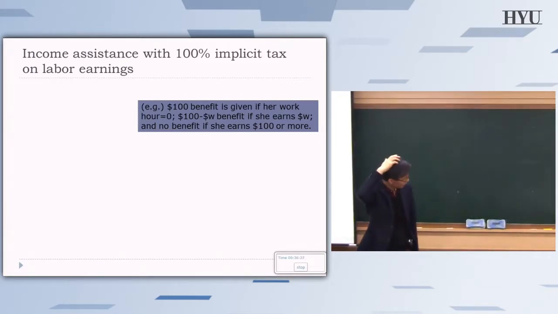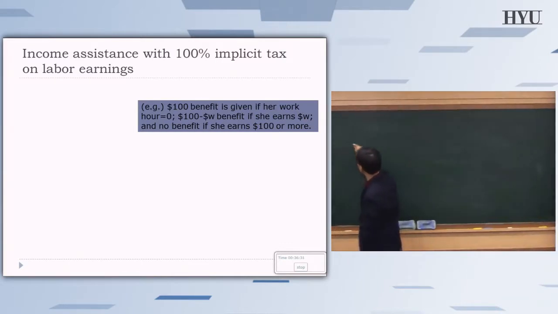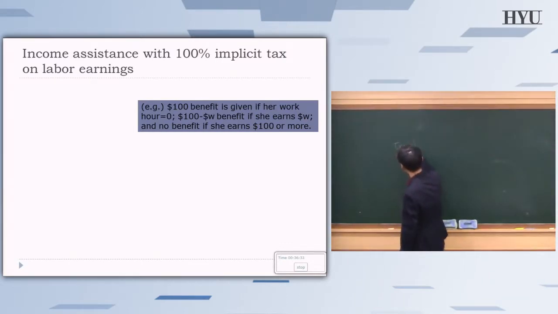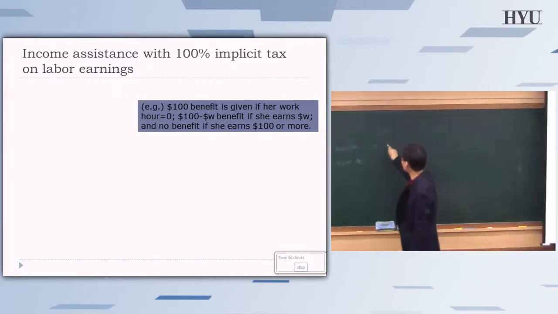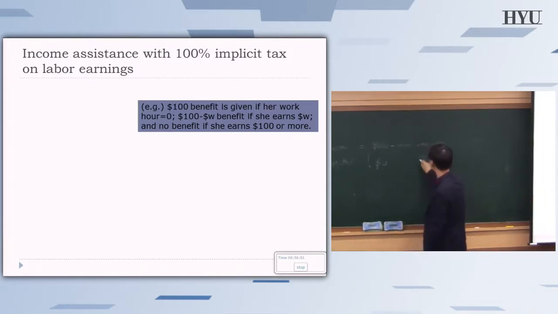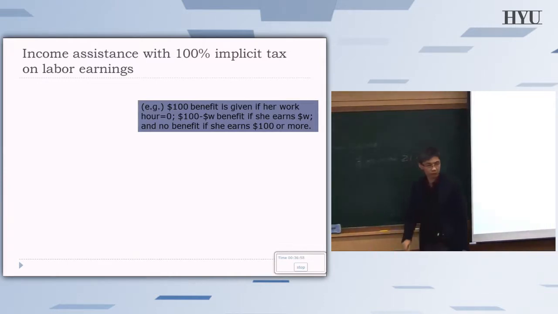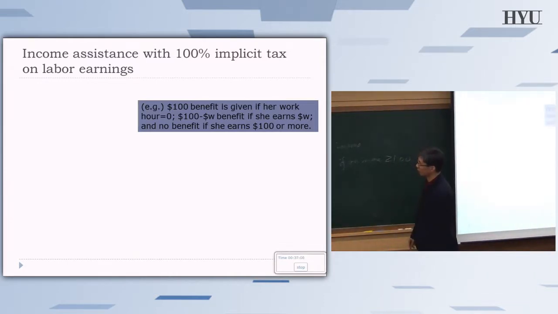Get that? So the idea is, let's say the transfer, or welfare benefit, or we should say the benefit amount, is simply $100 minus own income. And it's 0 if own income is no less than $100.